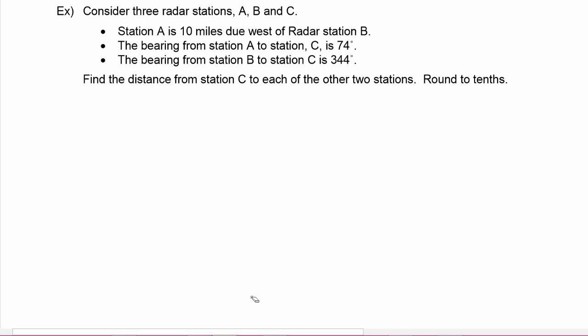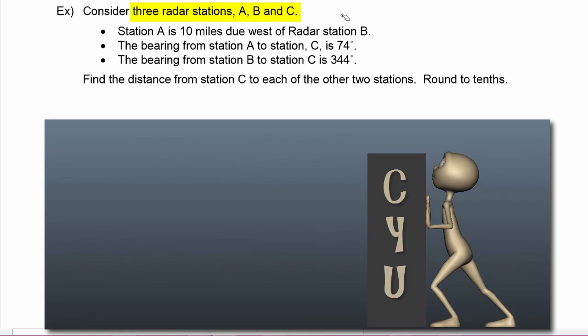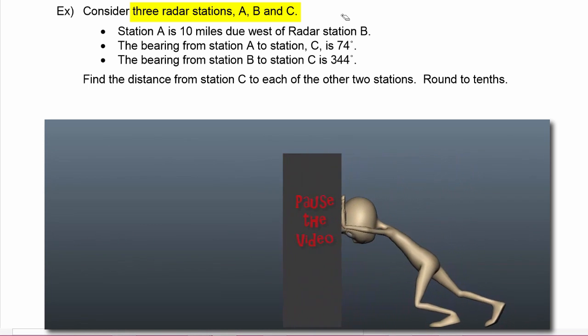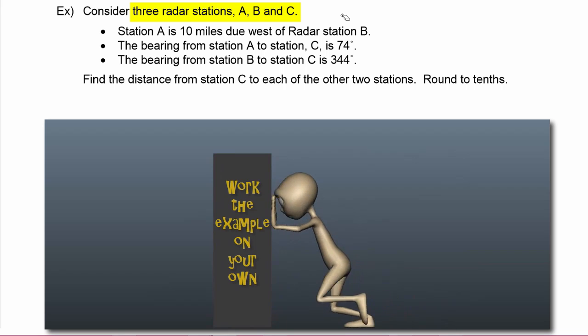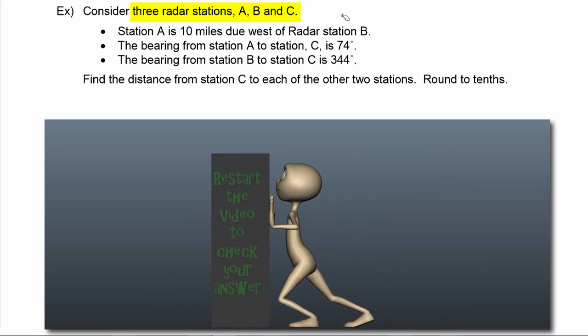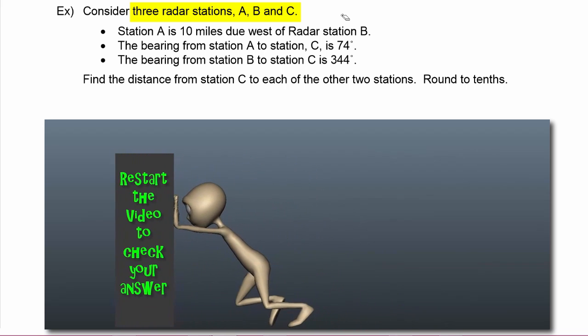So for this example, we have a word problem that involves 3 radar stations, which we'll call A, B, and C. Let's check your understanding. So pause the video, work the example on your own, then restart the video to check your answer.